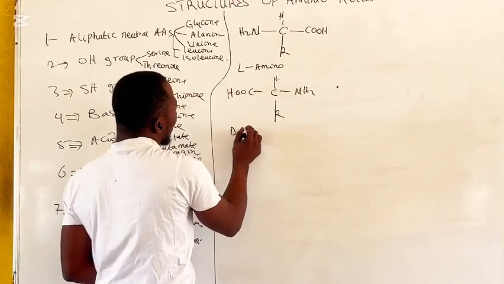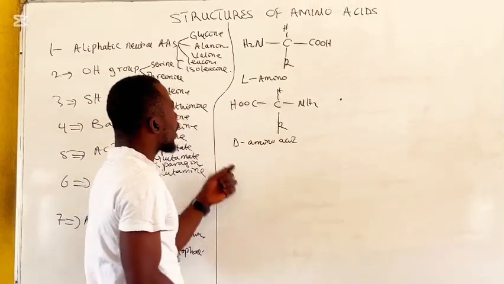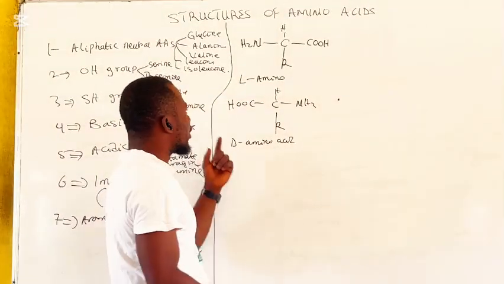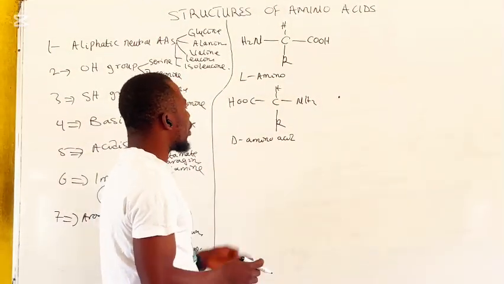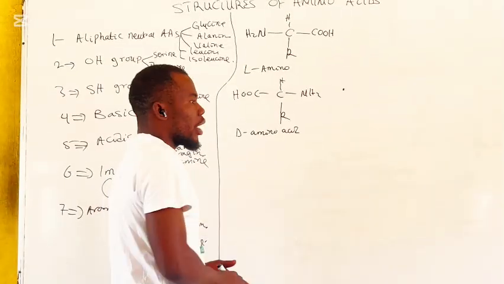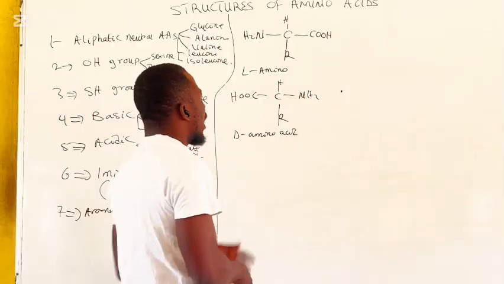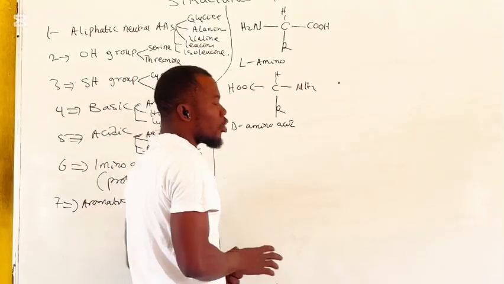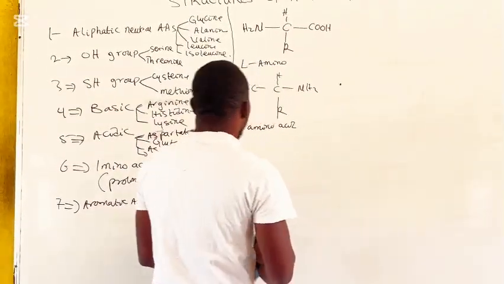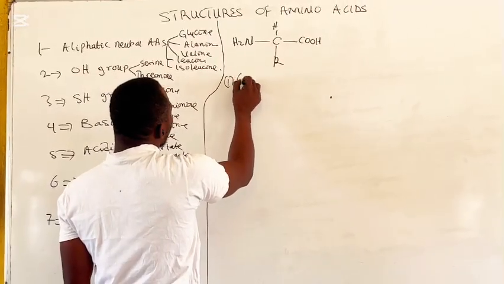Now, if the amino group is located at the right side, just like this structure, this is a D-amino acid. If the amino group is on the left side, that is an L-amino acid, and if the amino group is on the right side, that is a D-amino acid. Since the major amino acids that occur in proteins are L-amino acids, we'll be using the structure of L-amino acids. The simplest amino acid that we shall begin with is glycine.